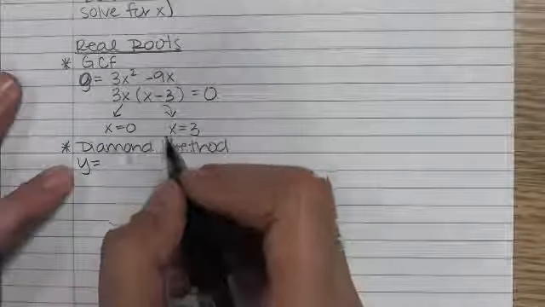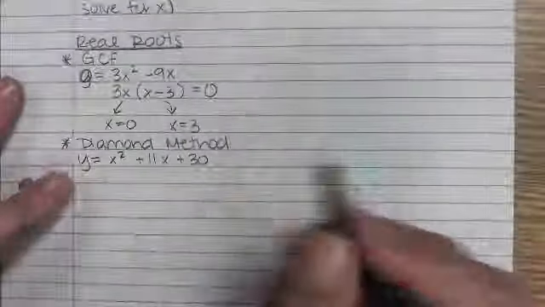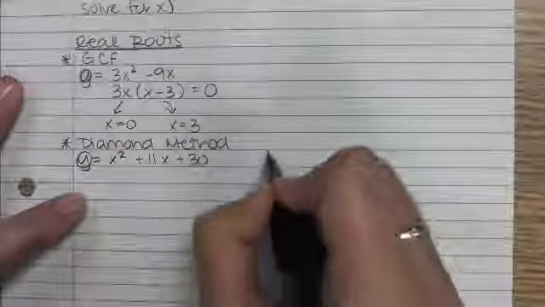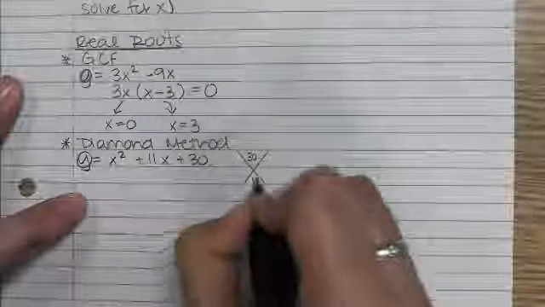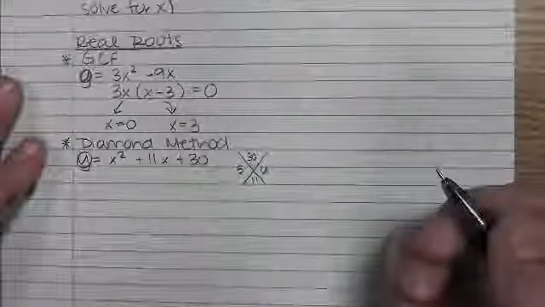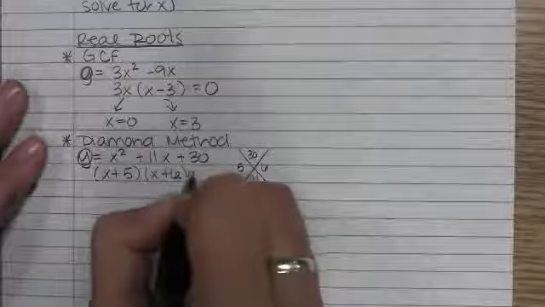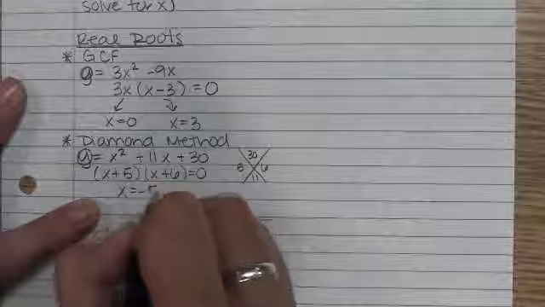So here they're going to write something like y equals x squared plus 11x plus 30. So again, setting that equal to 0. And the diamond is just when you're saying I want to find something that multiplies to 30 and adds to 11. That's all it is. So the two numbers that do that are 5 and 6. So when I write this in factored form, I would say, alright, I've got x plus 5 and x plus 6, and that equals 0. And so my two solutions here, I would have x equals negative 5 and x equals negative 6.